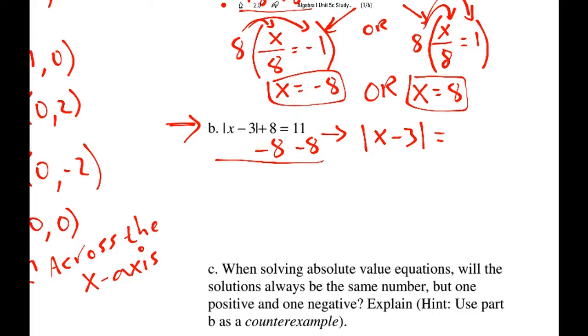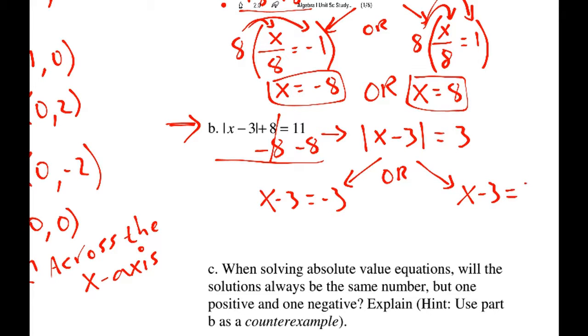All right, so you have the absolute value all by himself, okay? And what's 11 minus 8? That is 3. The box is finally all by himself. So set up your disjunction, which again is your OR statement. So you have x minus 3 equals -3, or x minus 3 equals +3.